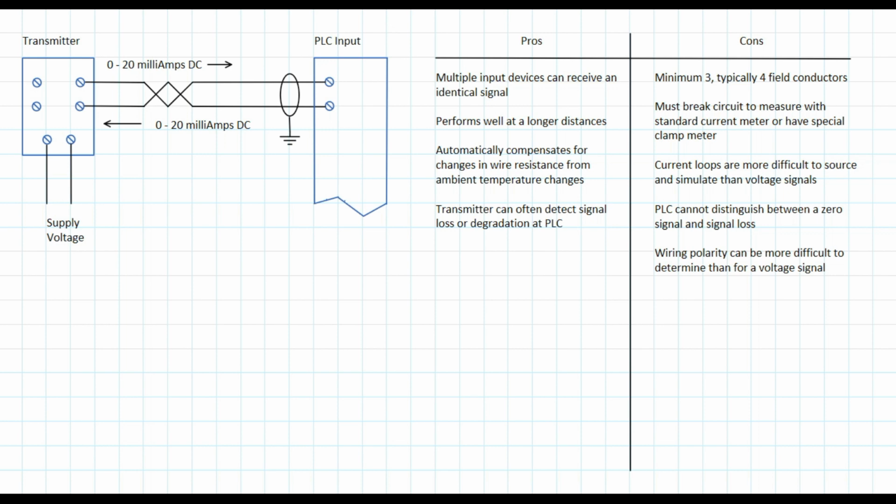Like the 0 to 10 volt transducer, a 0 to 20 milliamp transmitter also requires a minimum of 3 and typically 4 field conductors. A typical multimeter requires breaking the circuit and adding the meter in series in order to measure current. This is also true in our 0 to 20 milliamp current loop, and it's always important to consider the process implications of breaking any signal in order to make a measurement. Like our 0 to 10 volt signal, it is impossible for the electronics to distinguish the difference between a zero signal and a broken conductor.